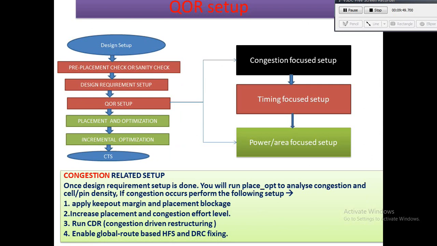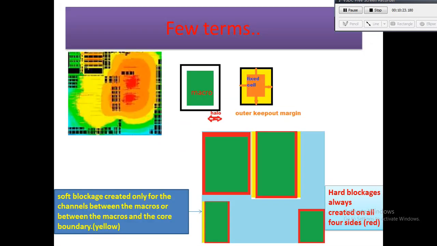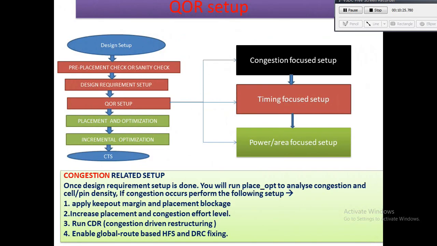If we are having some issue with congestion, then we can apply the following techniques, like applying keep-out margin and placement blockage, which we are going to discuss in the upcoming slide. And we can increase the placement and congestion effort level, and use CDR and global-route-based HFS and DRC fixing. These are the main techniques for congestion removal, but there are some other techniques also, which I will try to cover in my upcoming videos.